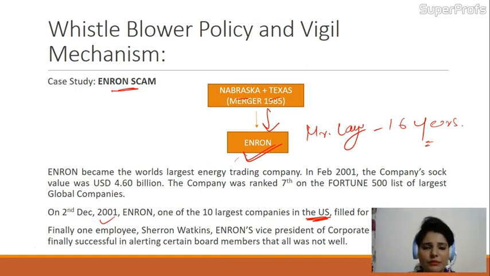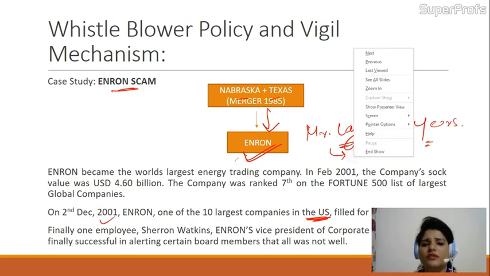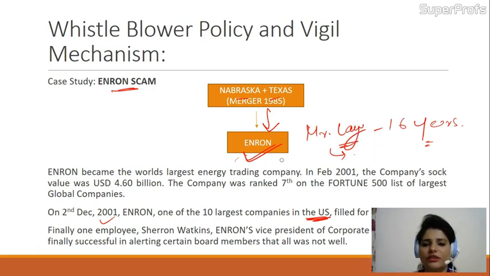Now, at that moment of time, after Mr. Lay resigned from the organization, Mr. Sterling assumed the office of the CEO. But after facing financial issues with the company, the new CEO left, and Mr. Lay assumed the CEO position of Enron again.